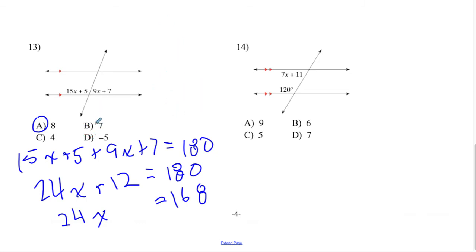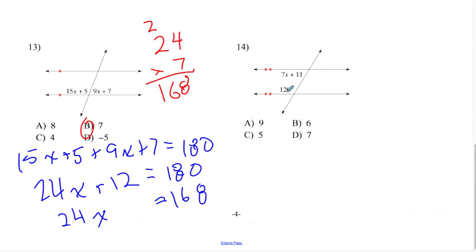So let's come back here. The correct answer was B, because if I do 24 times 7, I'm glad I checked my work. 24 times 7, 4 times 7 ends with an 8. Carry the 2, because 28. 7 times 2 is 14, 15, 16, 168. There it is. Okay, correct answer is B for number 13.